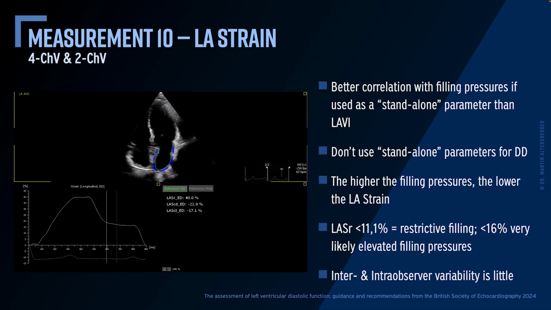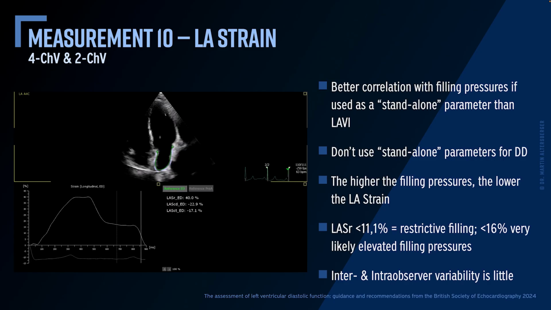The correlation of left atrial strain with left ventricular and left atrial filling pressures is better if it is used as a standalone parameter compared with the left atrial volumetric index. Nothing in diastolic dysfunction should be used as a standalone parameter overall, so that also has to be kept in mind. The higher the filling pressures, the lower the left atrial strain will be.